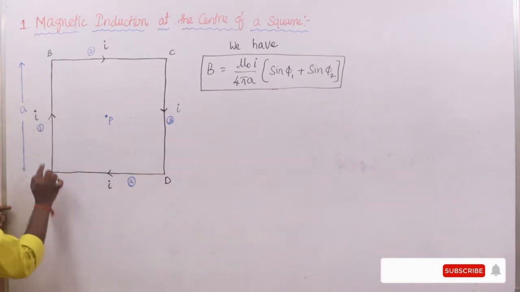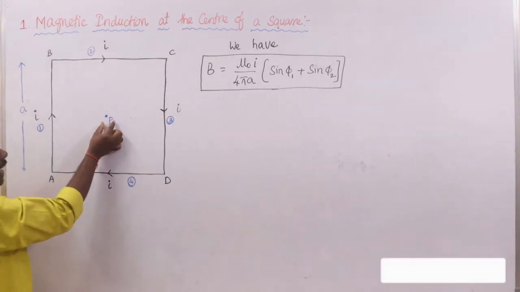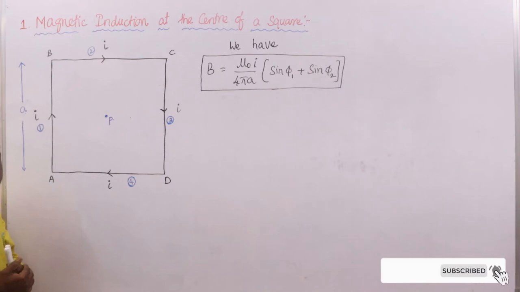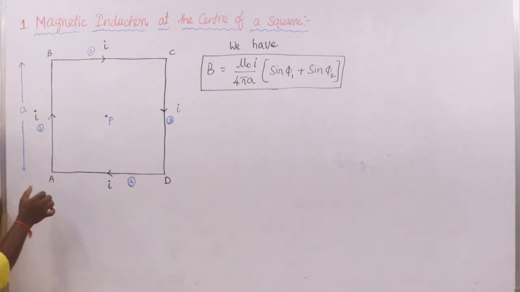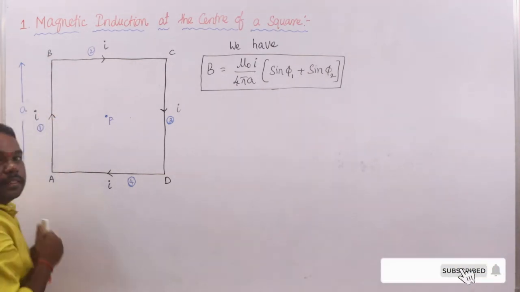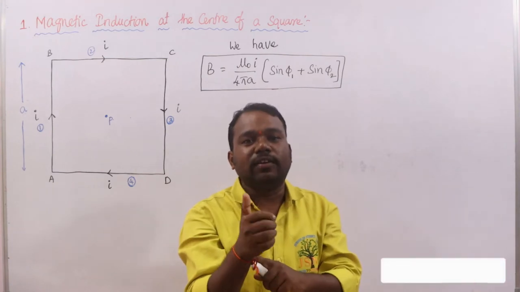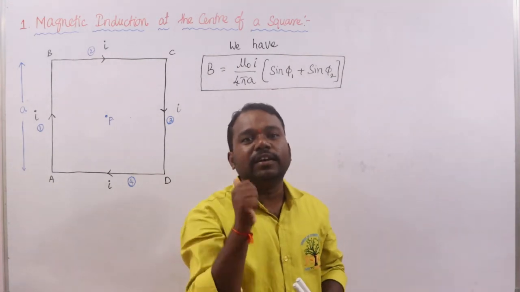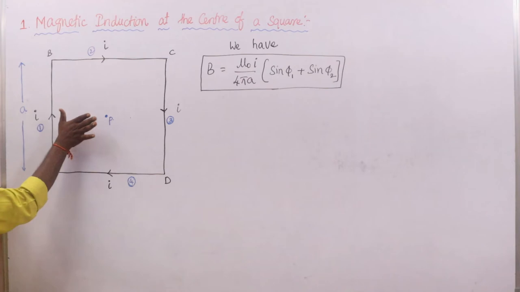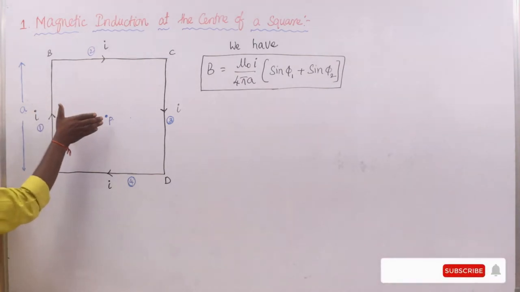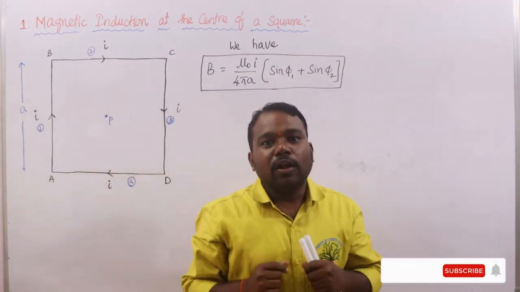Let the current flow from A to B in the upward direction. First of all, find the magnetic field direction at point P. Then after that we'll find the magnitude. Look here, the current is moving in the upward direction, so using the right hand thumb rule: the thumb gives the direction of current, and the curled fingers give the direction of the magnetic field. Here I am using the thumb in the direction of current, upward, then the folded fingers at point P go in the inward direction. So the field due to the first conductor is inward. Now let us find the magnitude.